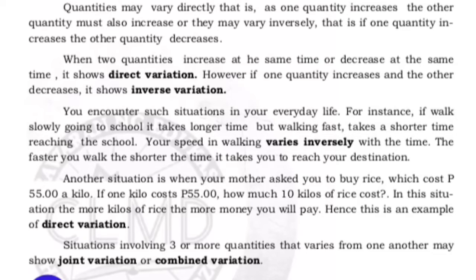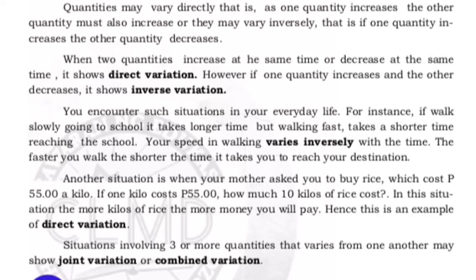For instance, if you walk slowly going to school, it takes a longer time, but walking fast takes a shorter time reaching the school. Your speed in walking varies inversely with the time. The faster you walk, the shorter the time it takes you to reach your destination.